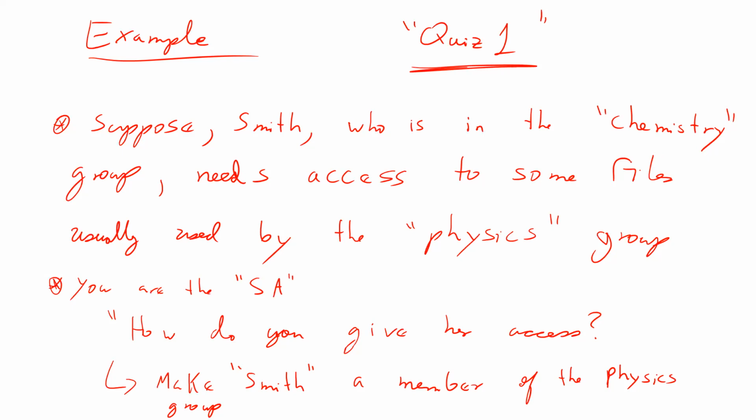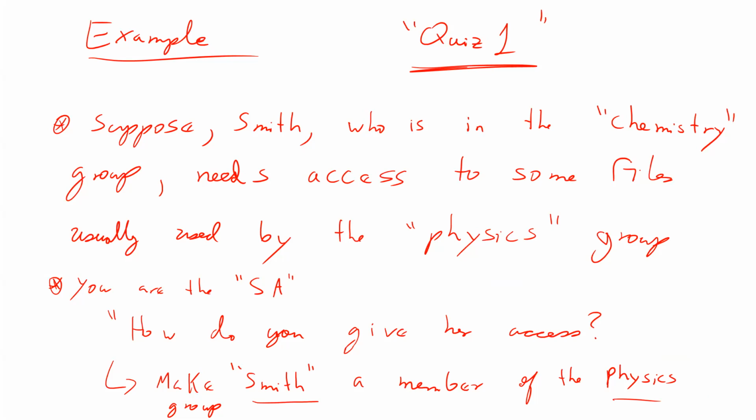Smith needs access to some files usually used by the physics group. Those files are owned only by, or associated only with, physics. So Smith doesn't have access to them because she's in chemistry and she's not the direct owner of the files. If you're a system administrator in that system, how do you give her access to the files? That's really the key thing. You could make copies of the files and email them to her, but that may not be the most efficient way of doing it. You really don't want to move the files from the server because they're going to be updated, and you don't want to do that every time. So what are the most efficient ways of doing it? Well, an efficient way might be to make Smith a member of the physics group, because the physics group already owns the files.